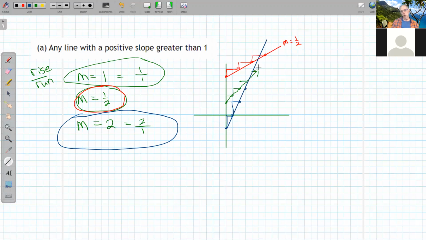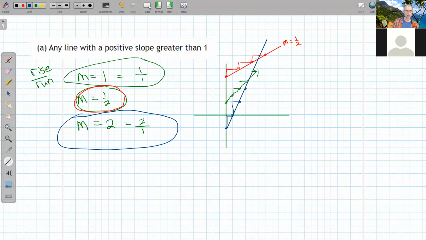So a slope of 1 is a 45-degree angle. If the slope is less than 1 but positive, then it's shallower than 45 degrees. And if it's greater than 1 and positive, it's steeper going up to the right than 45 degrees. So they wanted me to graph anything with a positive slope greater than 1.